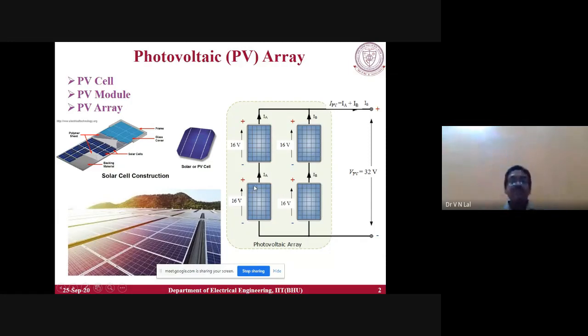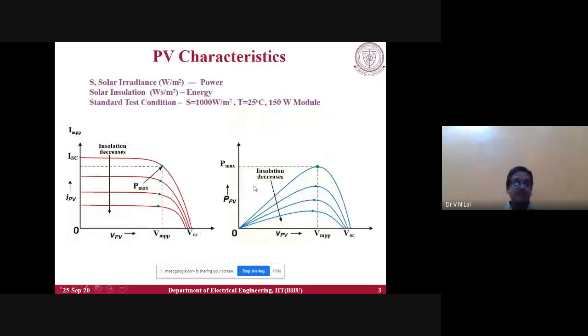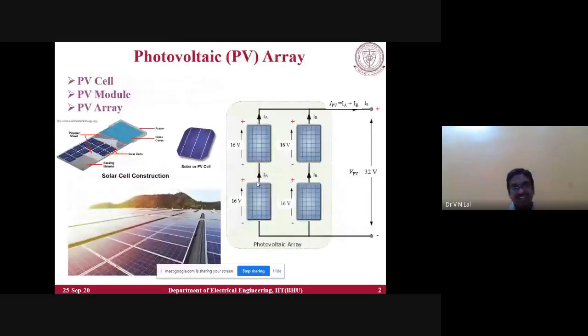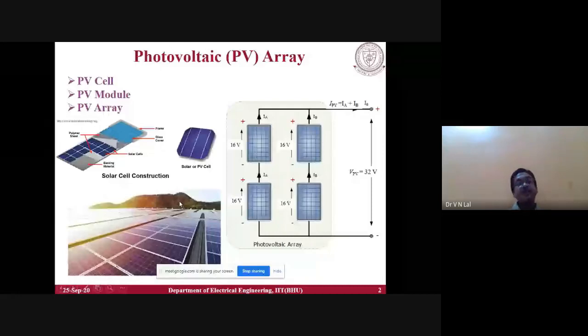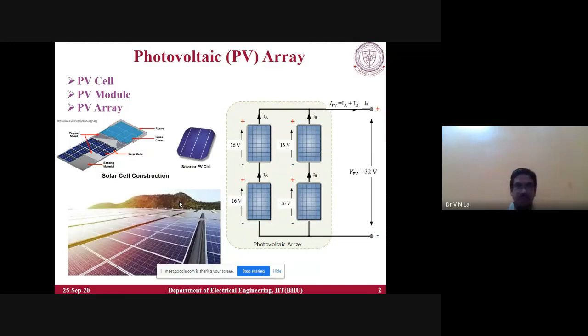Now come to the characteristic. This PV characteristic is the characteristic of a PV array or PV module if the solar irradiance is constant. What is the meaning of constant solar irradiance? Solar irradiance represents the power which is coming from the sun onto the surface of the PV array. So if the same solar irradiance is there on each and every module, then we say constant solar irradiance.